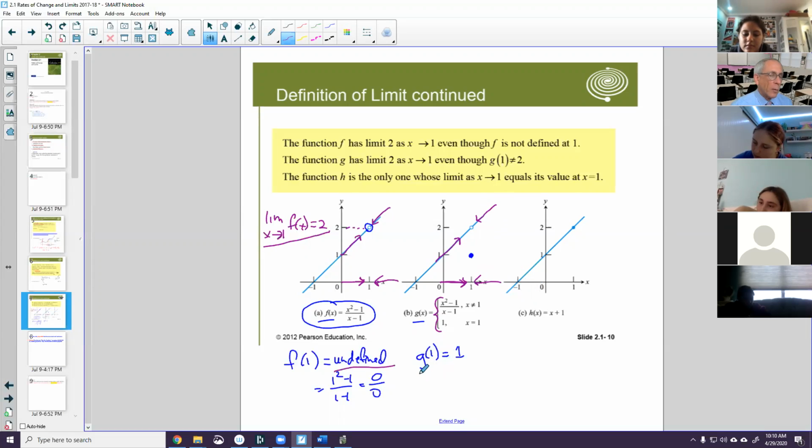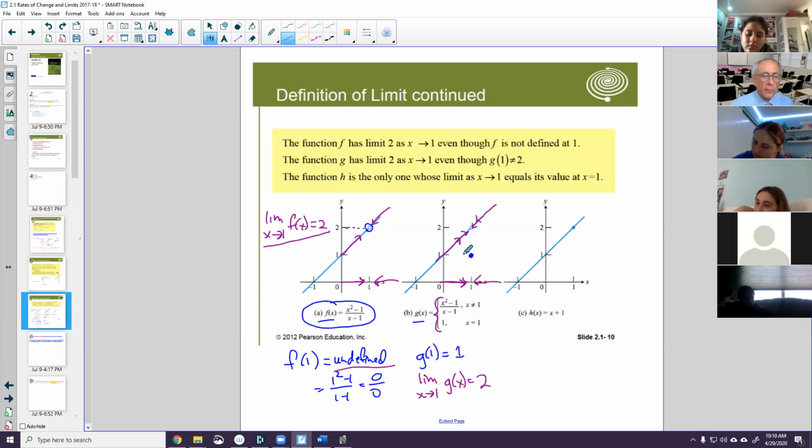Okay, so what is the limit as x approaches 1 of my function g of x? What y value am I getting really close to? 2. I'm getting, that's 2. You said 2, right? That's exactly right. I'm getting really close to y equals 2, right?